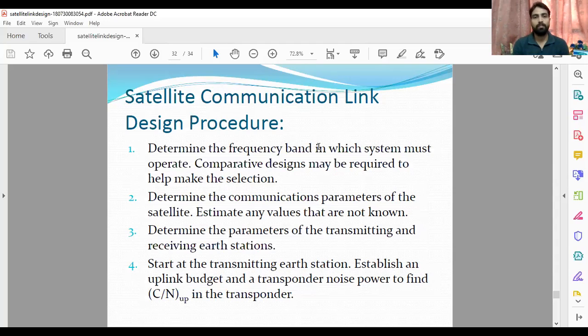All that has to be taken up carefully. Start with the transmitting earth station, establish an uplink budget and the transported noise power in the transponder. So what we have to do is, first of all, create an uplink.